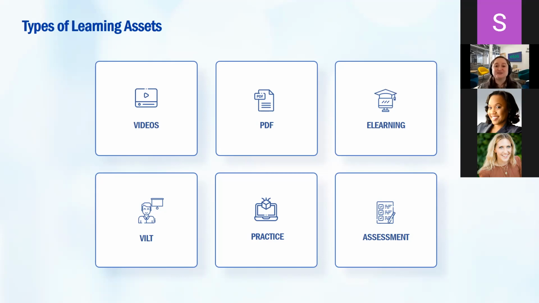Practice, simulated environments, using that hands-on application. Sometimes this is referred to as sandbox. It's usually paired with one or more corresponding e-learning assets. So whereas the e-learning is sort of that show me, I want to watch and learn what I'm supposed to be doing, practice is then where you can actually attempt it yourself.